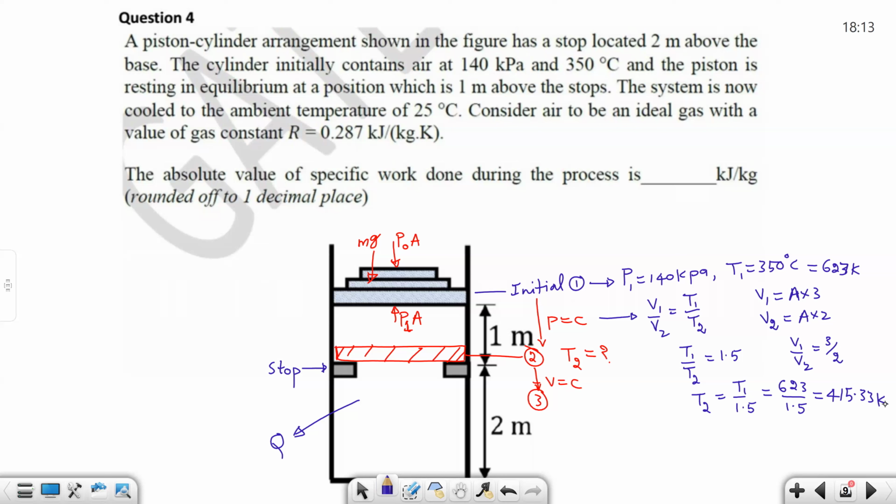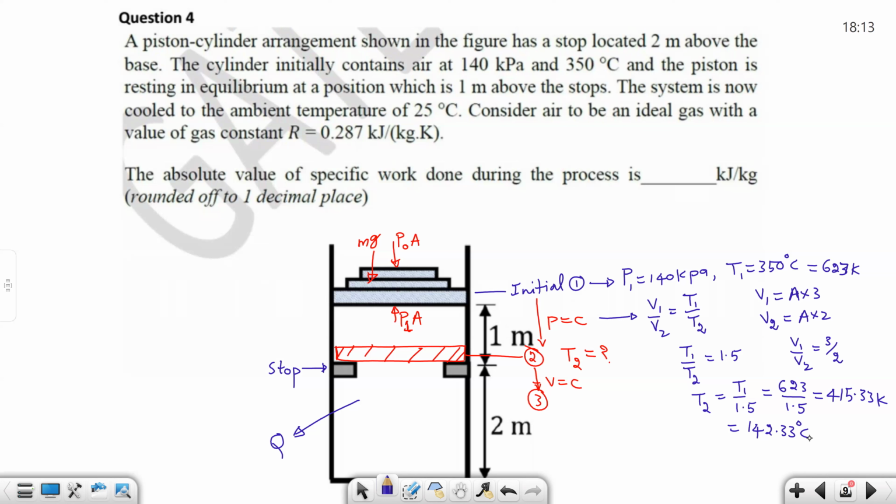Kelvin. So this will be how much degree centigrade? Minus 273. 142.33 degree centigrade. That means, as you remove the heat from the process 1 to 2, the temperature reaches 142.33 degree when the piston just touches the stopper. So that means you are continuously removing the heat.